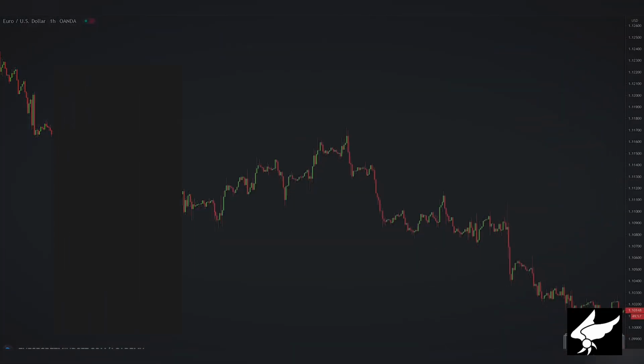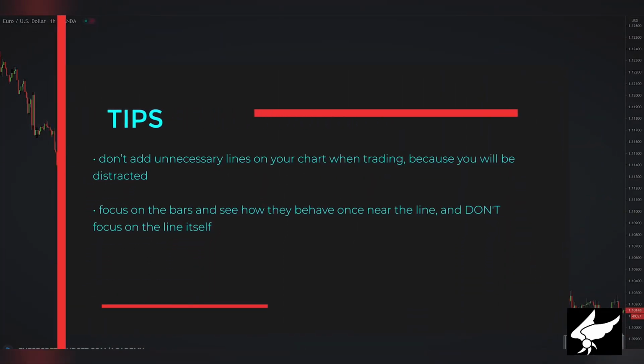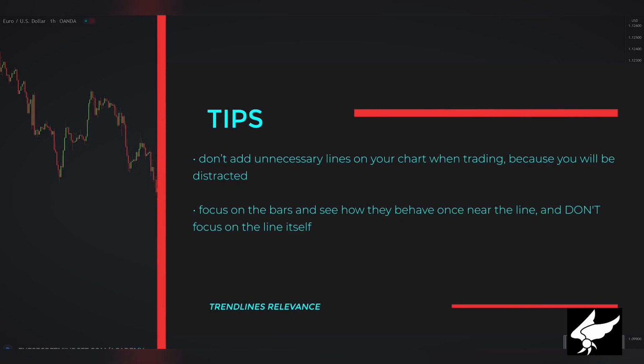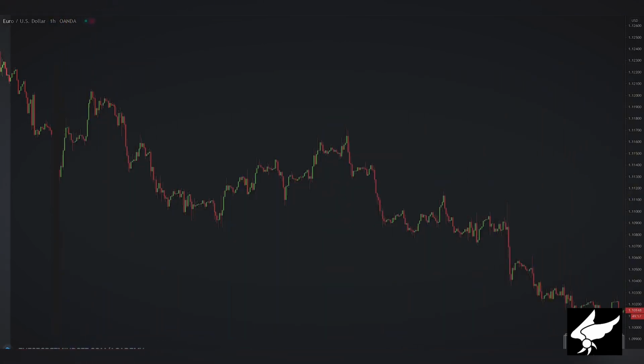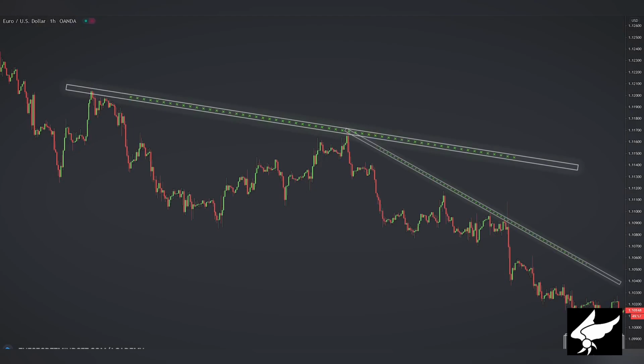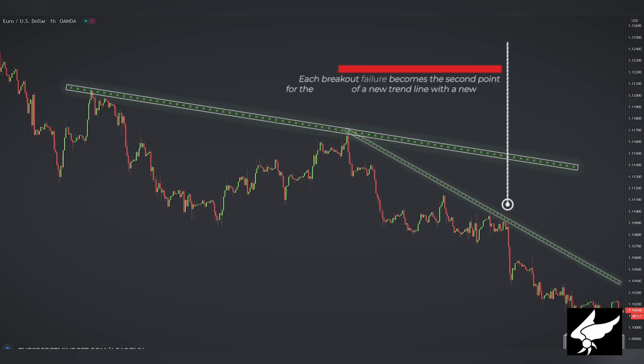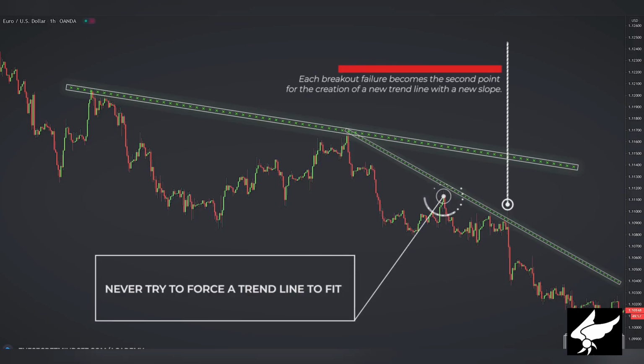You don't want to have unnecessary lines on your chart when trading because you don't want distractions. Also, you need to focus on the bars and see how they behave once near the line, and not focus on the line itself. As the trend progresses, counter-trend moves break the trend lines and usually the breakouts fail, setting up with-trend entries as we discussed before. Each breakout failure becomes the second point for the creation of a new trend line with a new slope. The point is that you should never try to force a trend line to fit. If a trend line doesn't fit well, it's probably best to move on to another pattern.